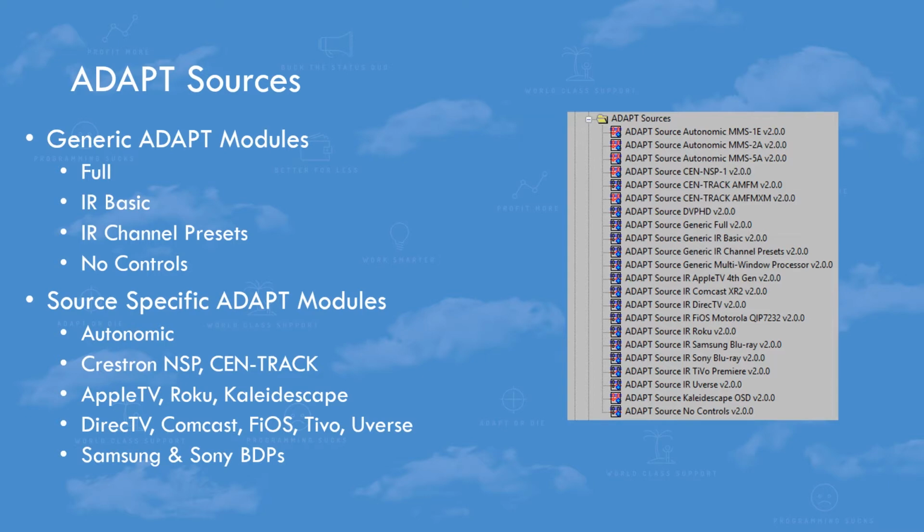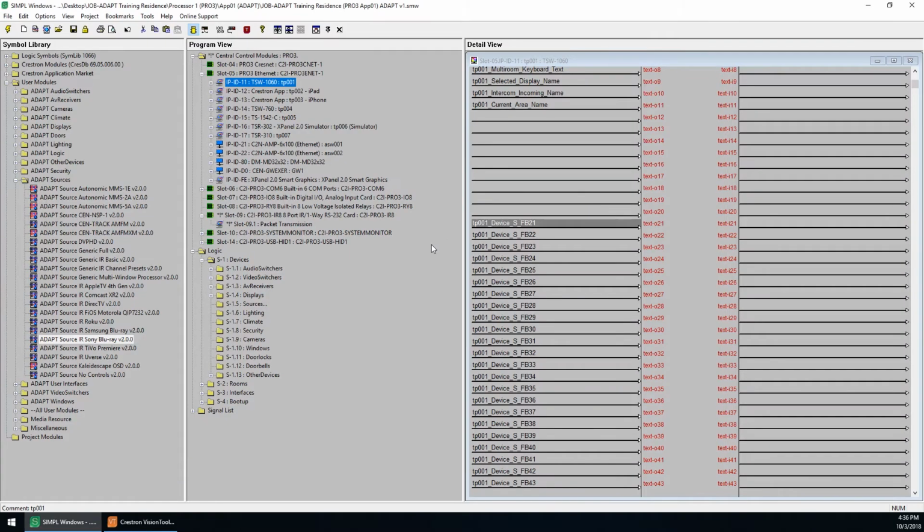And when we first started adapt, these generic modules were in fact the only modules that we had, and everything was kind of approached in a very generic way. We have a generic full, IR basic, IR channel presets, and no controls. I'm actually going to talk about those to start us off here.